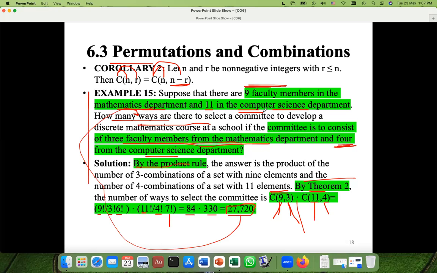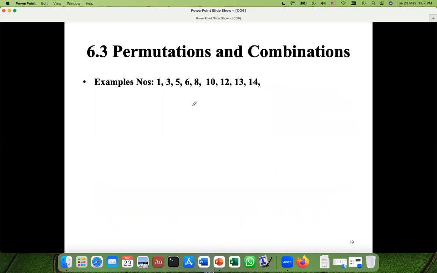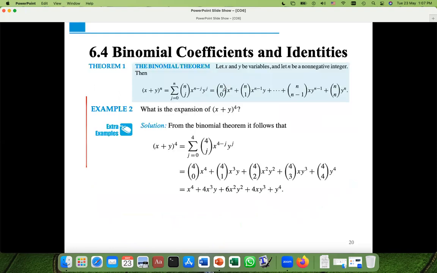So when we have 2 combinations, we multiply them? Yeah. It is said here because the committee is the combination of math and the computer science. So that's why you have to multiply them. And these are the examples that you have to consider from the book for this section 6.3.